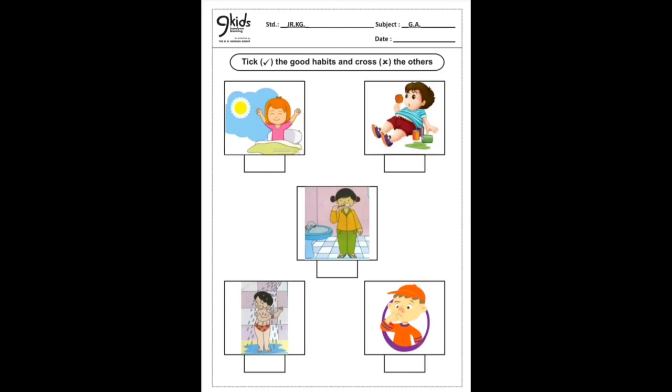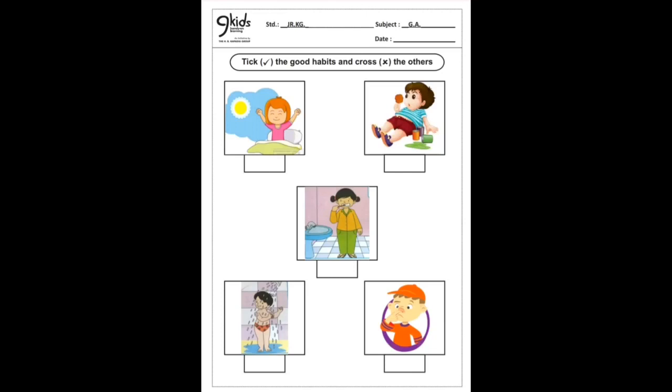So, let's start from the first picture. The first picture is of a girl waking up early in the morning. So, tell me, is this a good habit or bad habit? Yes, of course, this is a good habit. So, we will put a tick mark in the given box.